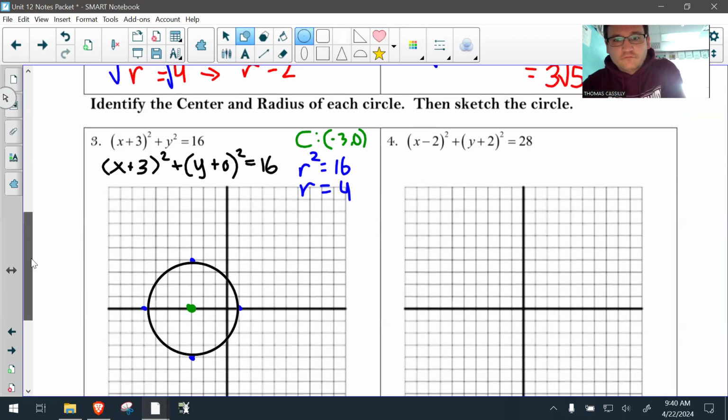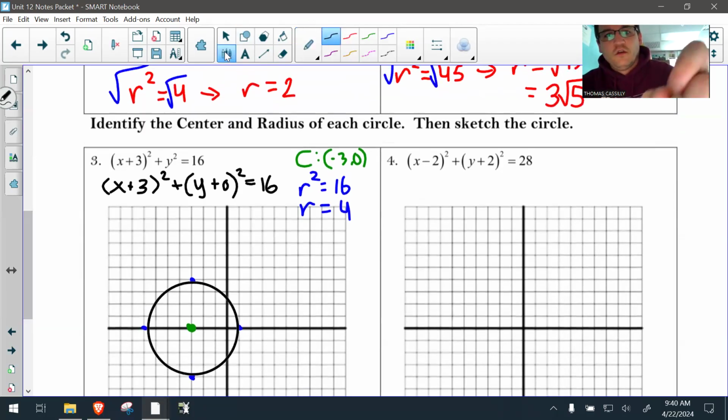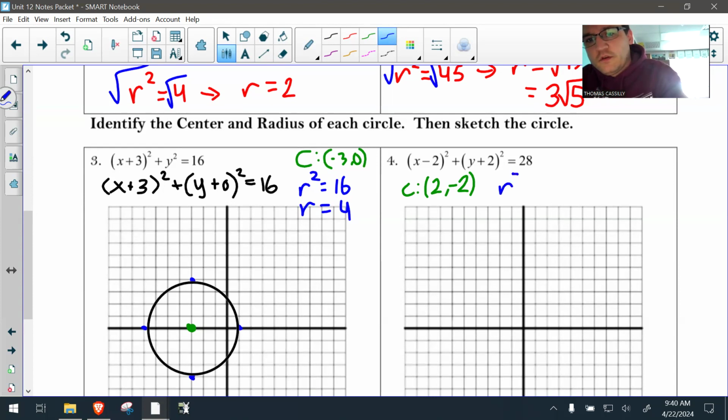Let's do it again. So the center on this guy, I'll keep my colors the same. Those inside numbers are liars, so that's going to be a positive 2 on the x value and then a negative 2 on the y value. And then your radius squared equals 28. So in this one, let's just go ahead and square root it.